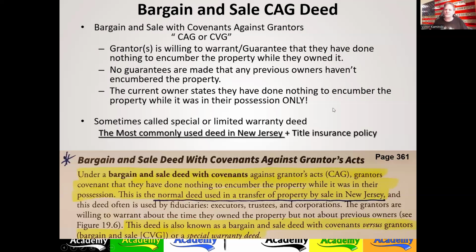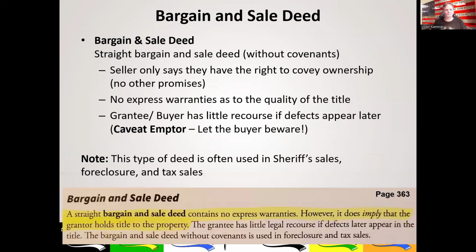Let's first go over the different types of deeds before we get into that conversation. Okay, y'all have these highlights? Yes. So we have the straight bargain and sale deed.